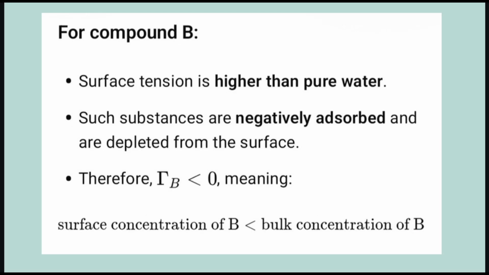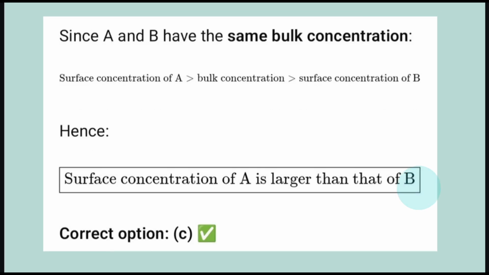Now we'll see for compound B, surface tension is higher than pure water. Such substances are negatively adsorbed and are depleted from the surface. Therefore, gamma B is less than 0. That means surface concentration of B is less than bulk concentration of B.